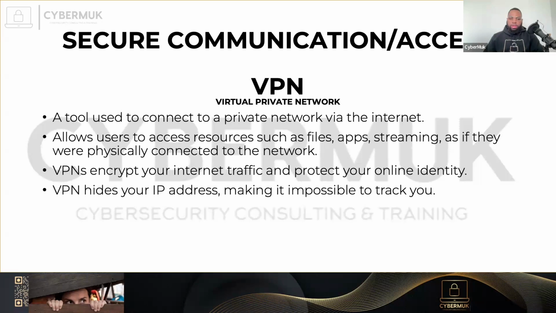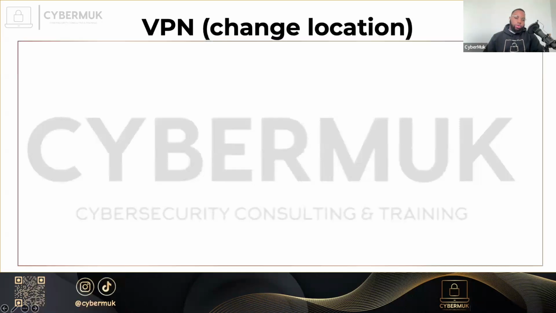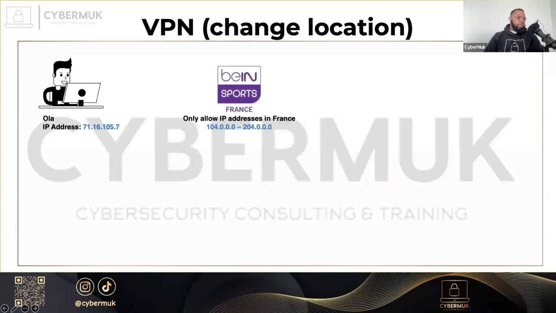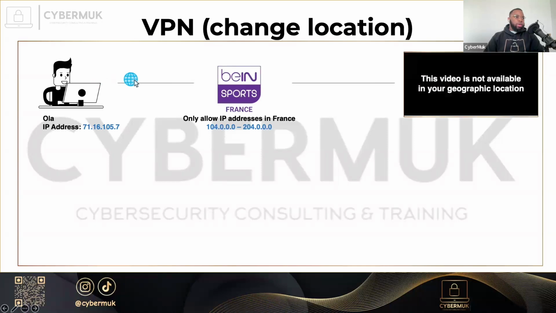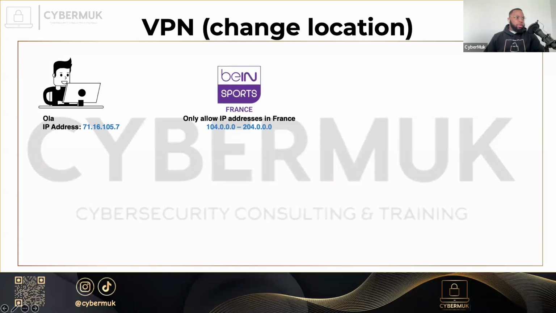And let's look at two ways in which VPNs can work. First, you can use a VPN to change your location. So here you have Ola with his IP address. He's connecting to beIN Sports in France to watch a soccer game. But take note of this. His IP address starts with a 71 and IP addresses here only allow from 104 to 204. This is just an example.